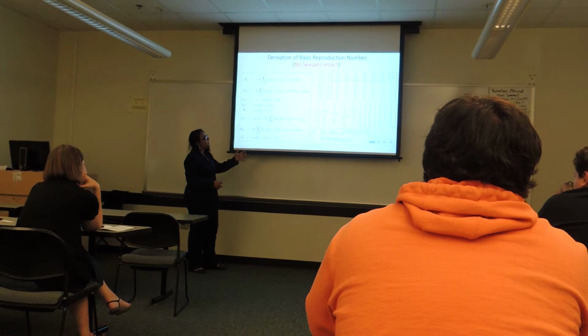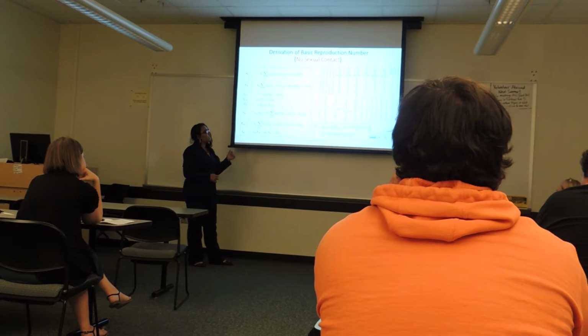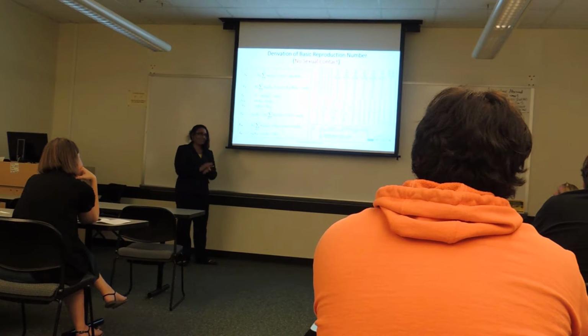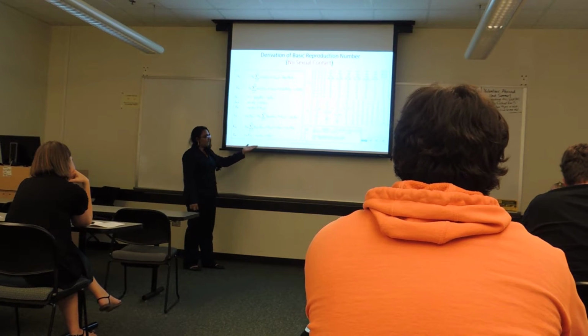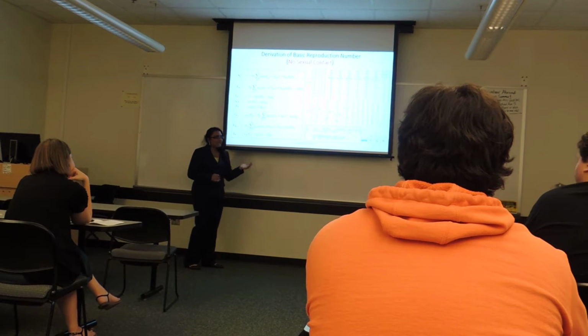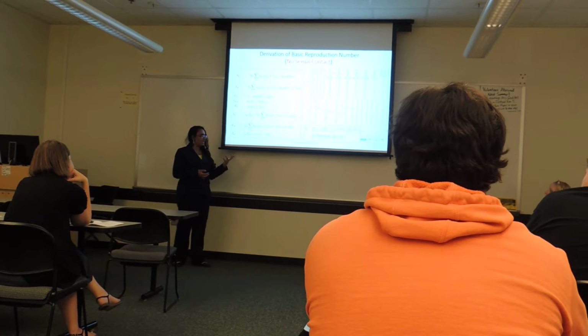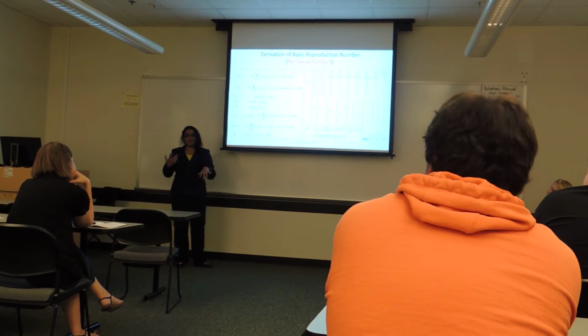R naught. For simplicity reasons, we have taken only vector transmission because sexual contact made it a whole lot more complicated. So we were looking at the R naught squared term that we have over here, and what we found is that it's a collective sum of the average number of secondary asymptomatic infections and the average number of secondary symptomatic infections.